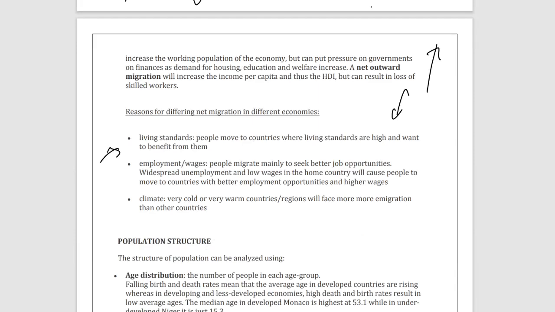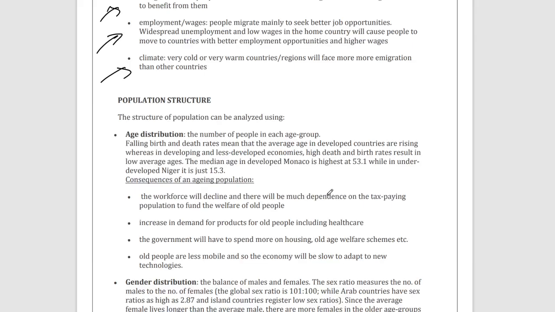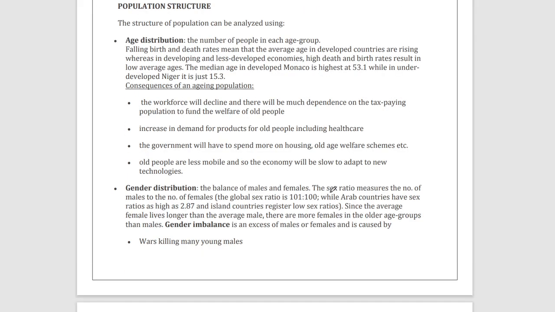Why is there a difference in net immigration? The first one is living standards. People want to move into countries that will help them in the future, hence they will shift there. The next one is employment opportunities. People usually shift to different countries according to the employment opportunities available. That's quite self-explanatory. Then we have climate. People do consider this, meaning that for countries that are very cold or very hot, people don't shift into those places.